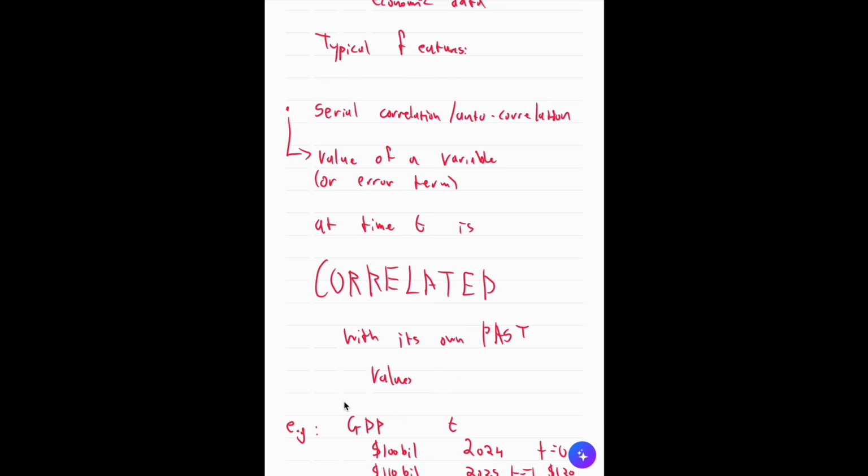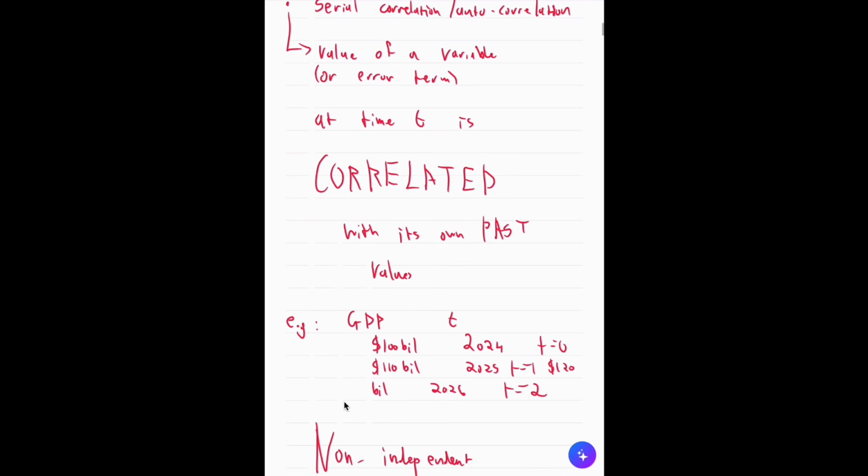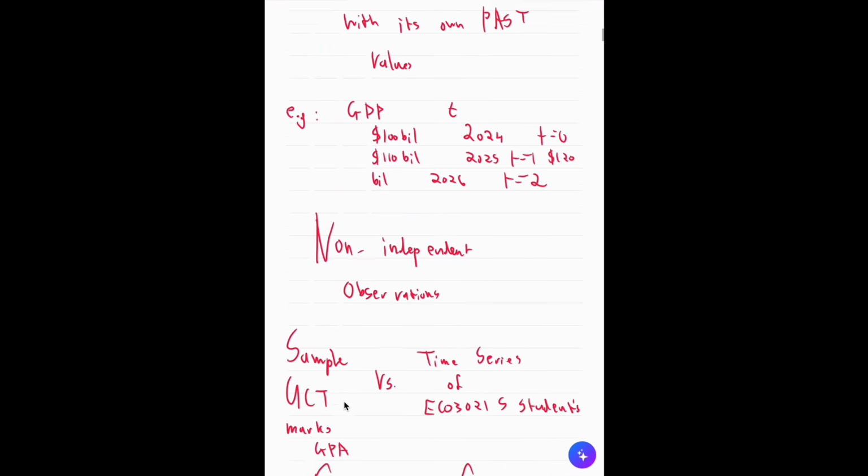So if the GDP is 100 billion in 2024, it's probably not going to be zero in 2025. It'll either be maybe 95 billion or 105 billion. So there is correlation, right? And interpreting the errors, we'll get to that when we do the questions. But yeah, that's serial correlation, autocorrelation.